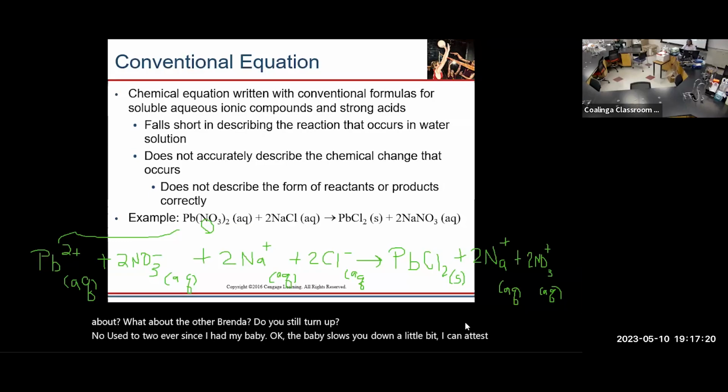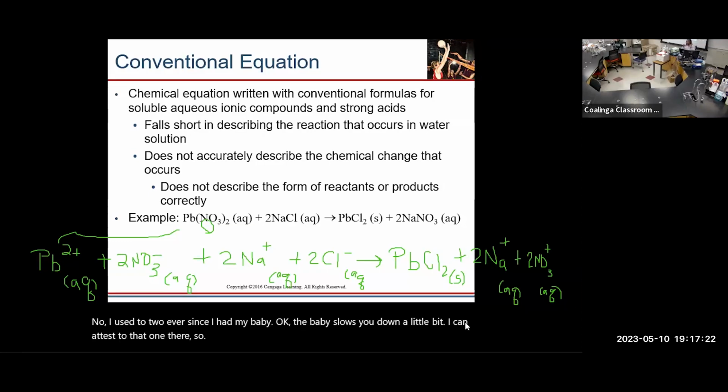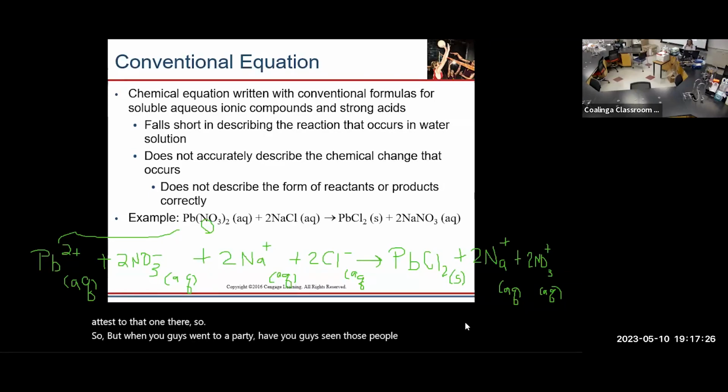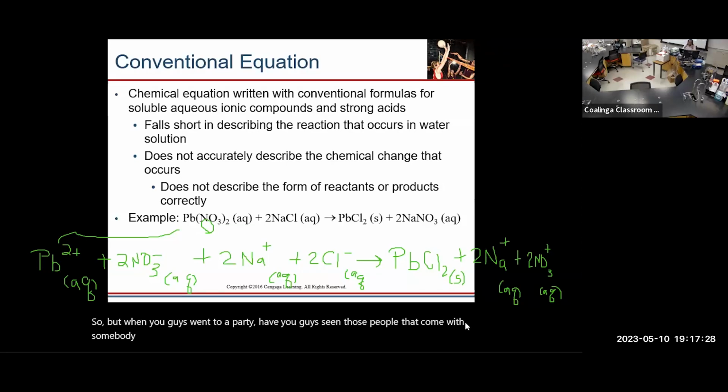So, when you guys went to a party, have you guys seen those people that come with somebody and that one person just sits on the wall, don't even think about it, and the other person is just mingling, the social butterfly?